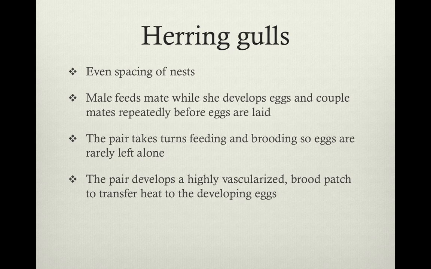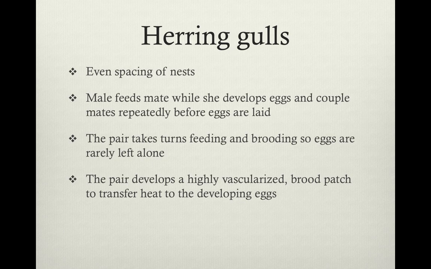eaten by your neighbors. The male will feed the mate while she develops the egg, and the couple will mate repeatedly before the eggs are laid. What is the benefit here? Well, this feeding behavior is called a nuptial gift. We find this among a lot of species where males have to make some kind of indicator of their commitment to be a parent by gifting a prey item, gifting food, gifting a spermatophore, we find that in insects, to the female before the female will ever allow the male to mate with her.